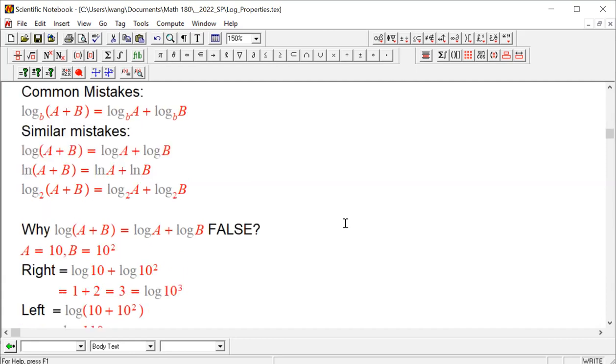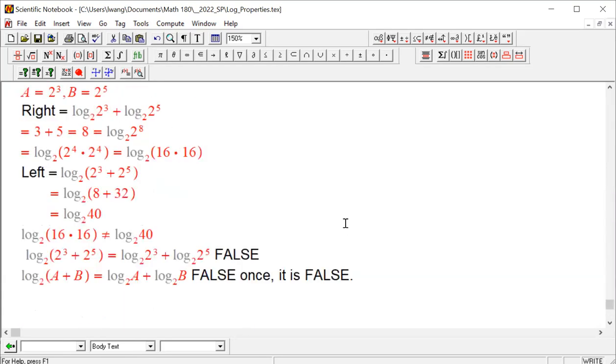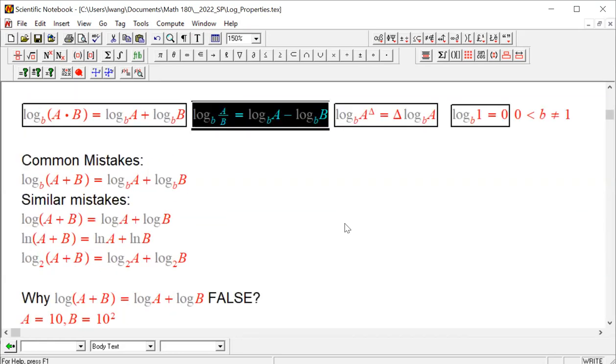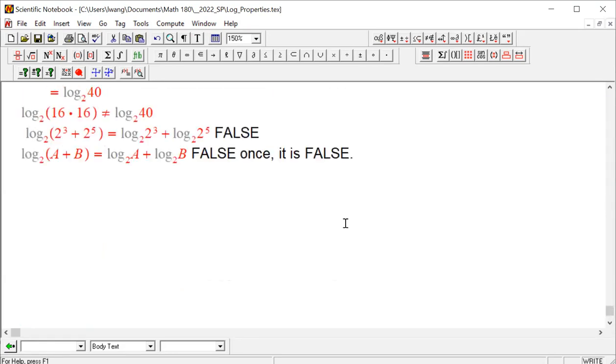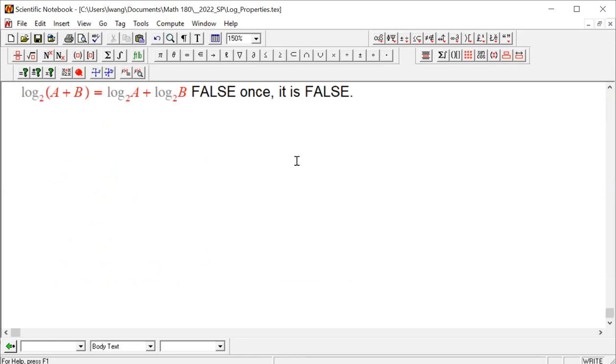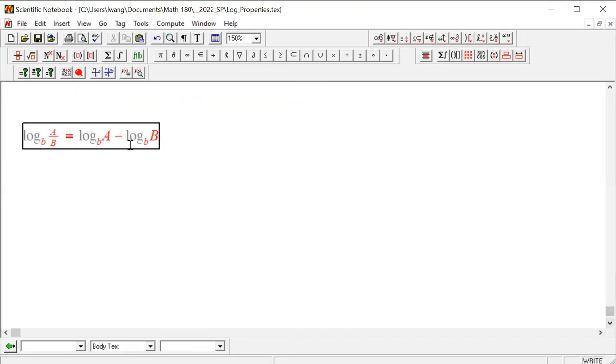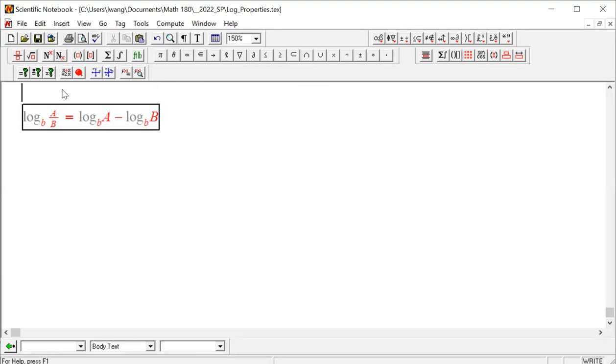Okay, the second common mistake is this. I'm going to put it underneath. Of course, this is not itself a mistake, but the mistake is made by people who do the following. They will put A minus B. Look how intuitive it is. It looks right, but it is not.